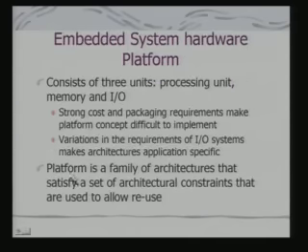So, for embedded system hardware platform, what do you expect in such a platform? You would expect processing unit, memory and I/O, but strong cost and packaging requirements make platform concept difficult to implement, because they can come with different kinds of requirements in terms of the cost and packaging, because packaging also decides the size. Variations in requirements of I/O systems makes architecture application specific. So, you cannot have all sorts of I/Os implemented in a platform, because many of these appliances actually differ in terms of the I/Os that they support.